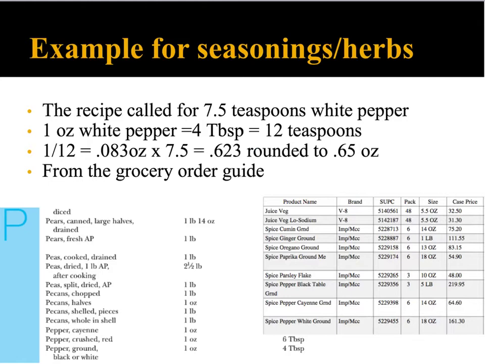The white pepper amount in our recipe for 390 servings of broccoli slaw is 7.5 teaspoons. Using table 4.2 in Food for 50, I can see that 1 ounce of ground pepper, black or white, is equivalent to a volume of 4 tablespoons. To convert the volume in teaspoons to ounces, determine the weight of 1 teaspoon. 0.083 ounces, multiply by 0.7.